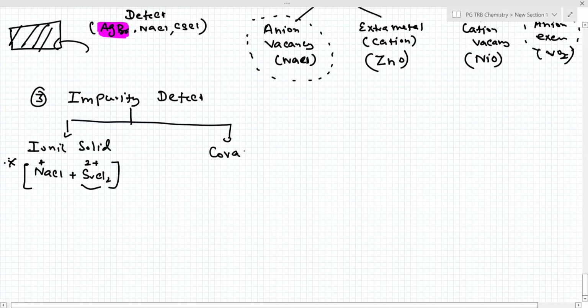What is a covalent solid? Examples of N type and P type. Okay, this we discussed already.